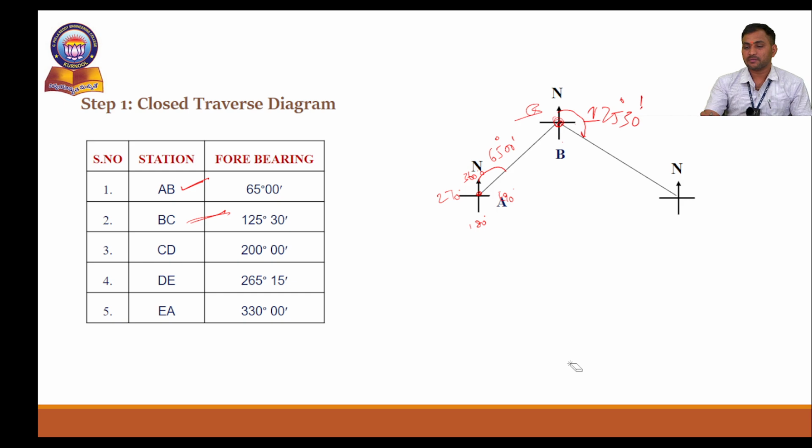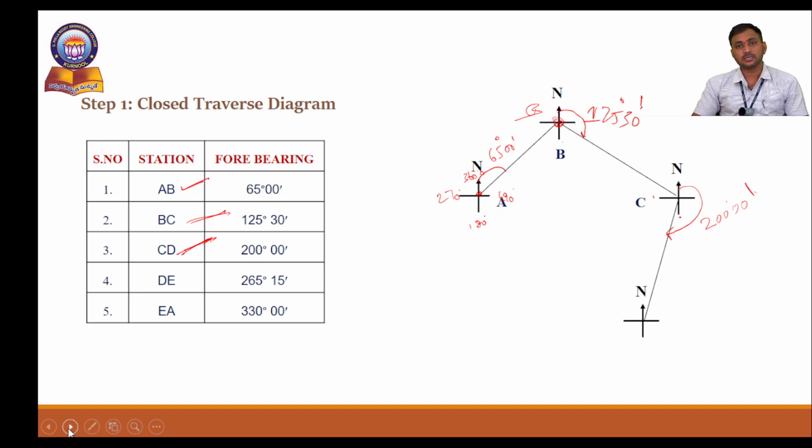Same as that diagram, draw a direction diagram and name that point as C. And what is the forebearing of CD? Nothing but 200 degrees. Where does 200 degrees fall? Between 180 degrees and 270 degrees. So we mention the forebearing value as 200 degrees 00 minutes. Okay, right. Next.